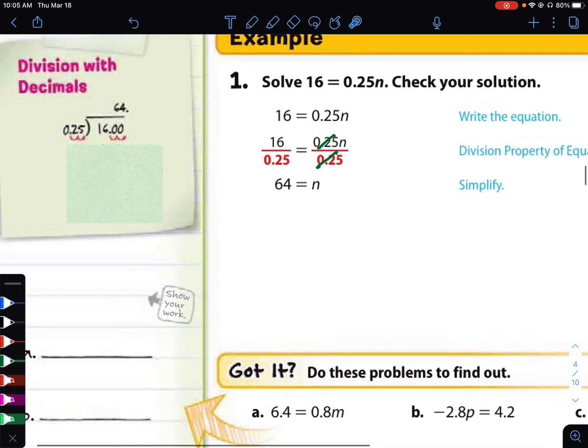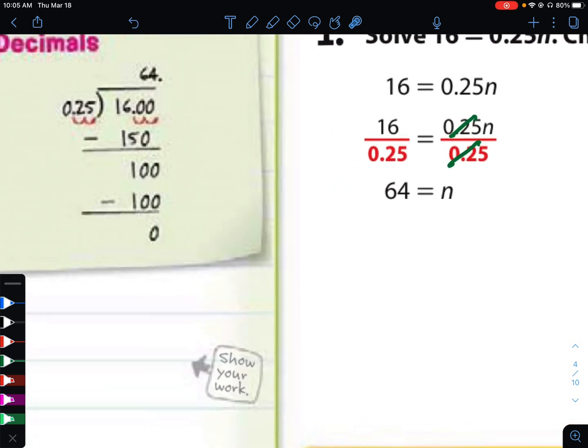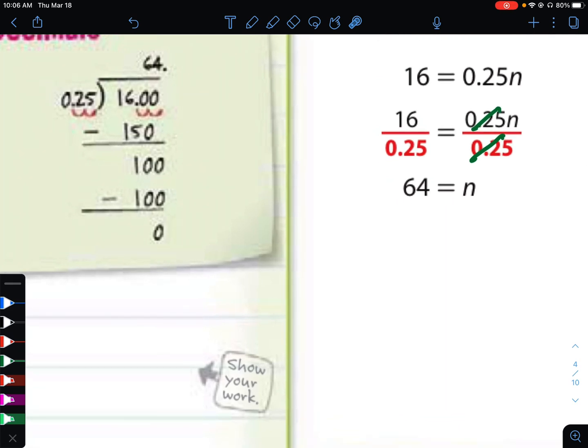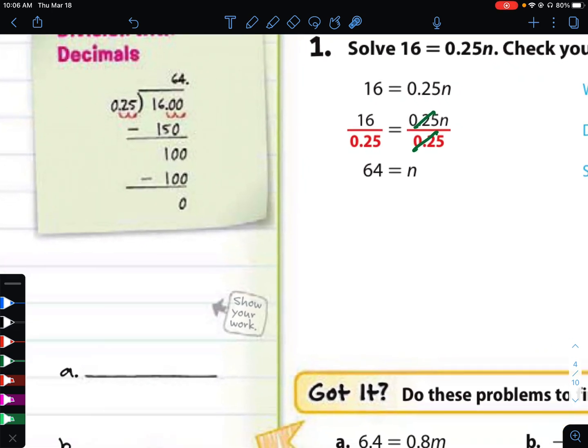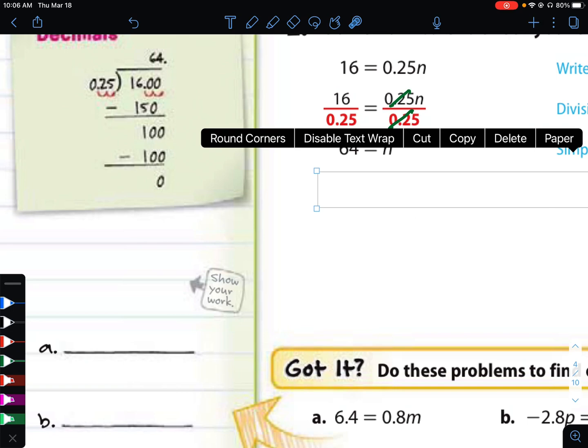Now this is how it works using long division, of course. If you still remember long division, we simply make our divisor into a whole number by moving the decimal place 2 spaces to the right. When we look at our fraction, the bottom or the denominator is our divisor, the numerator is our dividend. We use long division, and that's how we got 64. So in this case, the solution is 64.